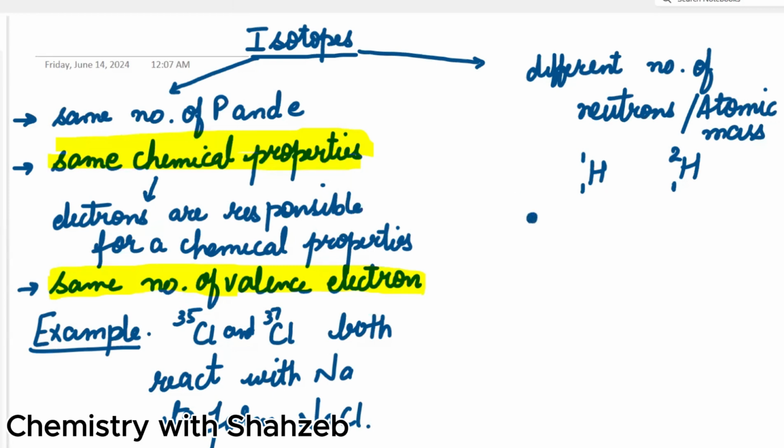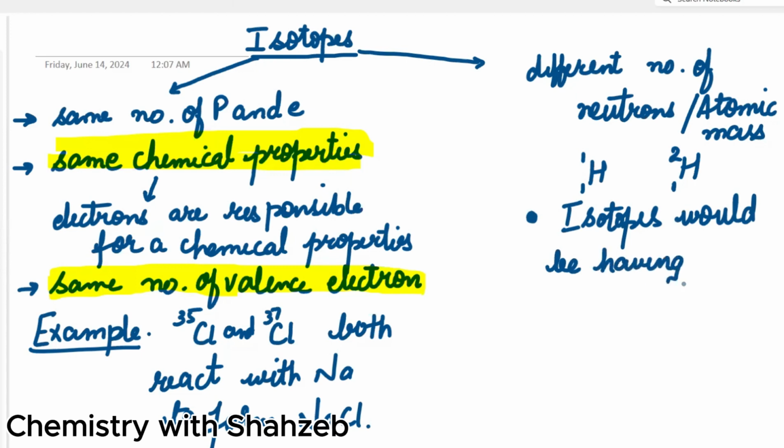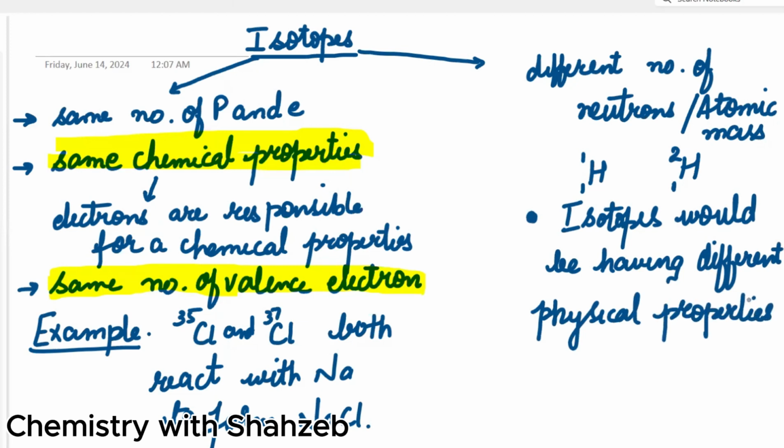And now the important thing here is that isotopes have different physical properties. The reason behind it is that physical properties are, you can say, density or boiling point. Why do they have different physical properties?